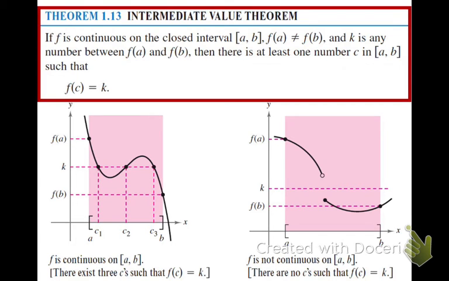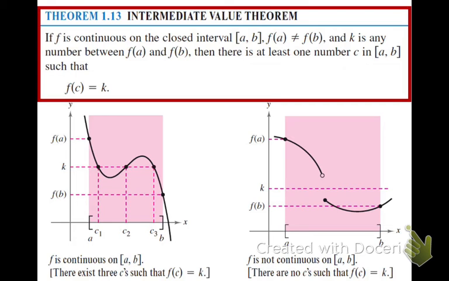Okay, the Intermediate Value Theorem sounds like it's a lot. It is not a lot. It says if f is continuous on a closed interval [a, b] and f of a does not equal f of b, and k is a number between f of a and f of b, then there is at least one c in [a, b] such that f of c equals k. Okay, the pictures make so much more sense.